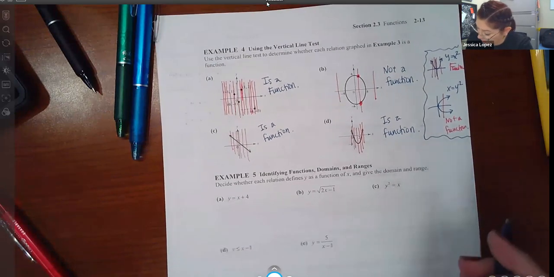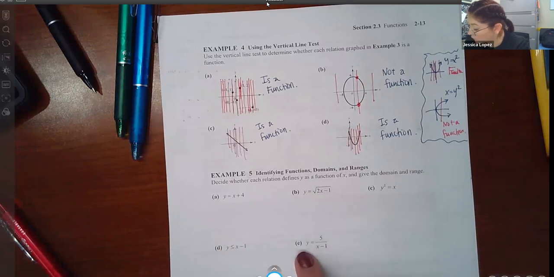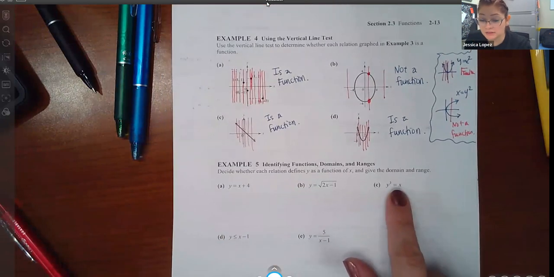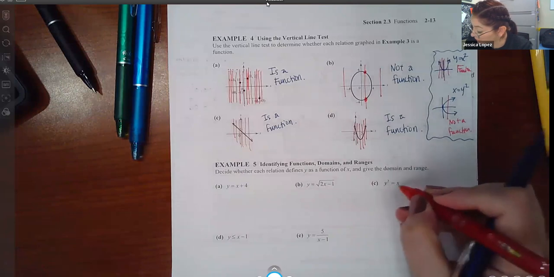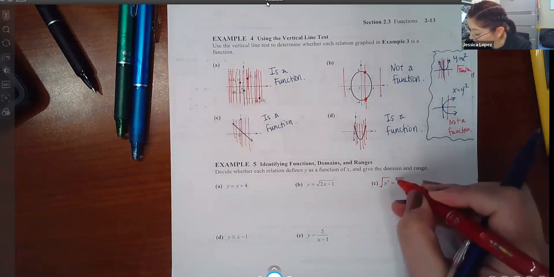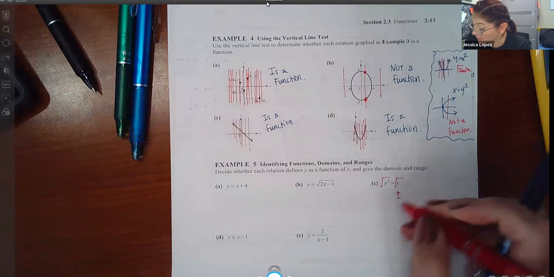So let's look. Here, y is already solved for. Here, y is not by itself. So in order to get it by itself, I would have to take the square root of both sides. But as soon as I do that, I get plus or minus.